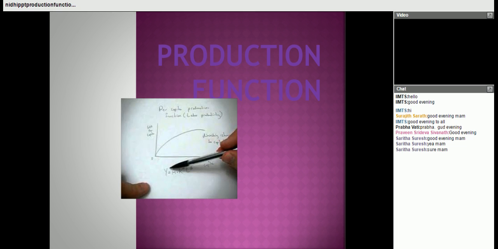Now today we are going to study about the production function. In yesterday's class of Professor Vashisht, Kelvin was there and Prabha was there. So Kelvin and Prabha, you know what this topic is about, isn't it? If I am right, Kelvin and Prabha, you were there in the last class. Is that so? Good evening, Rezi.